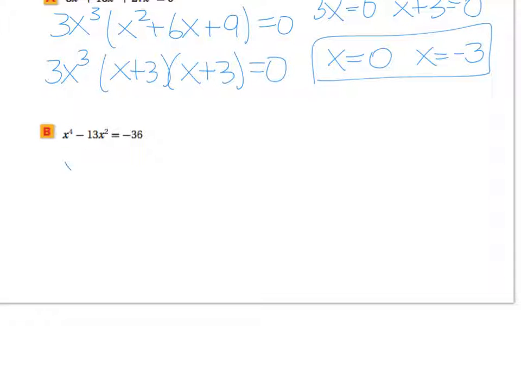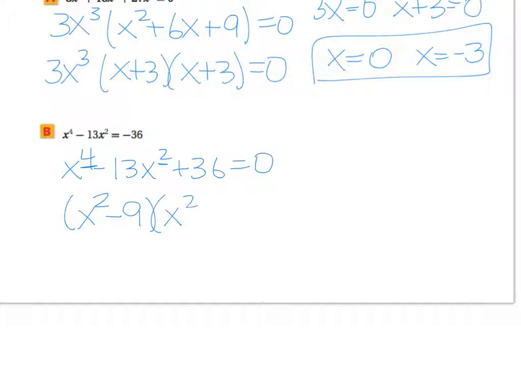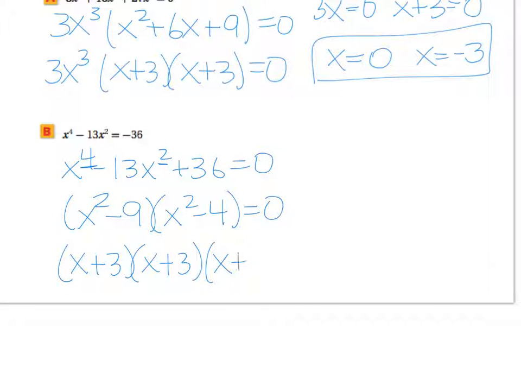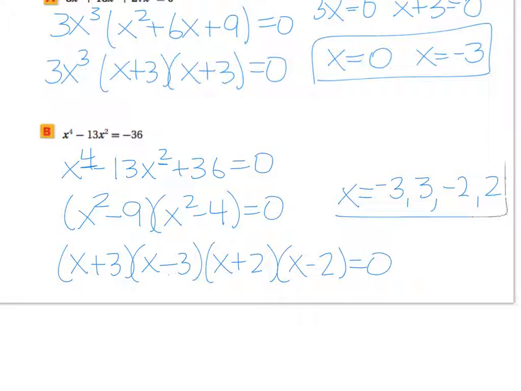Okay, in B, we can't factor that unless it says equal to 0. And then I factor this, because this is a 4 and this is a 2, I know it's going to be x squared. And then this further factors because it's a difference of two squares. And setting each factor, oops, made an error, sorry about that. Setting each factor equal to 0, you would get x equals -3, 3, -2, and 2.